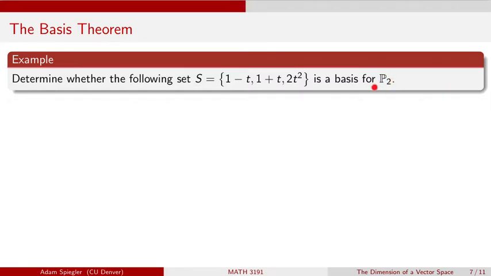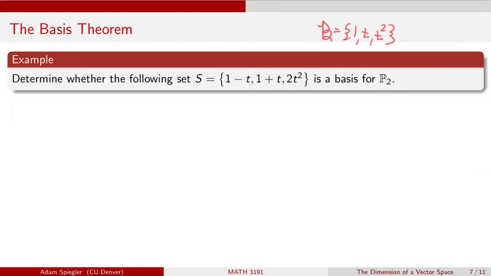And so we know that P2 has dimension 3 because we have a standard basis that consists of 3 elements: 1, t, and t squared. So any other basis for P2 must have 3 elements. So here's such a set. There's no guarantee, however, that any set with 3 elements is going to be a basis for P2. We need to make sure that these 3 vectors span all of P2 and they're linearly independent.